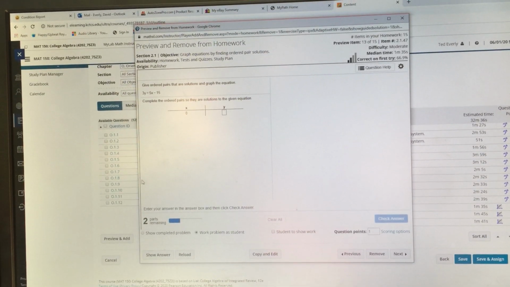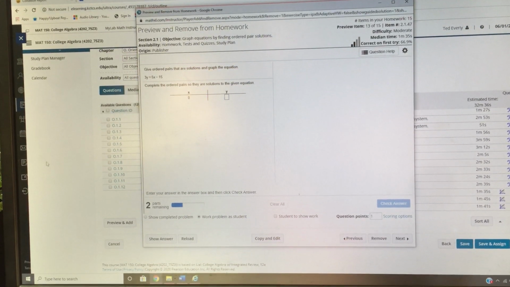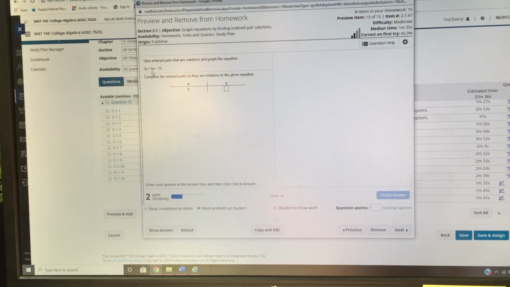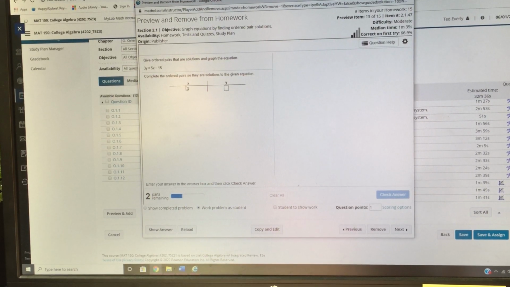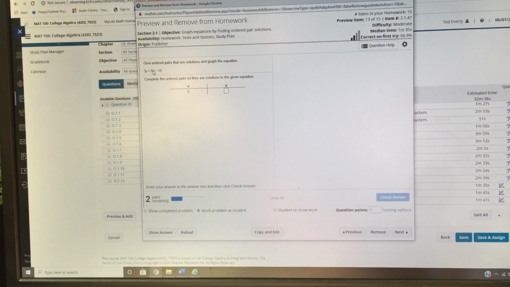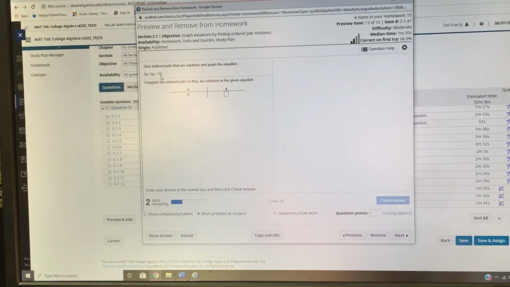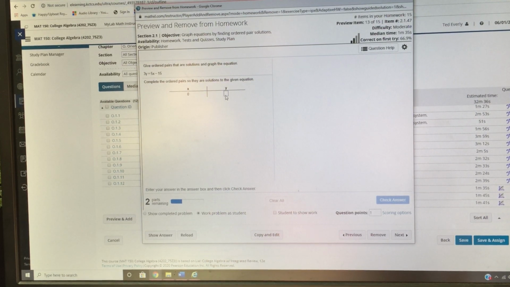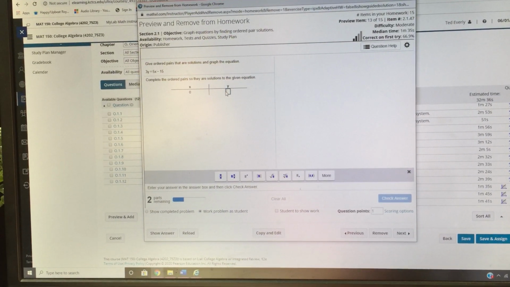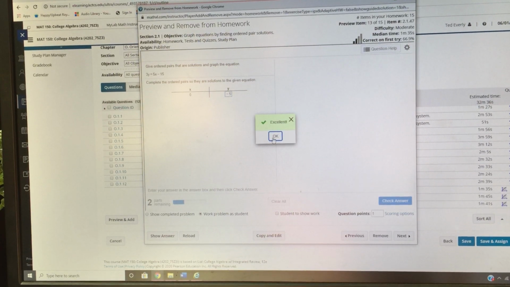All right. So on this, it says give the ordered pairs of their solutions and graph the equation. So right here, we've got 3y equals 5x minus 15. All right, now if x is 0, what would y be? So if I put 0 in there, 5 times 0 would be 0. So that means 3y would equal -15. So you just do a little solving. That means y would have to be -5. So I'm going to put a -5 in there. Okay, check my answer, and we're good.